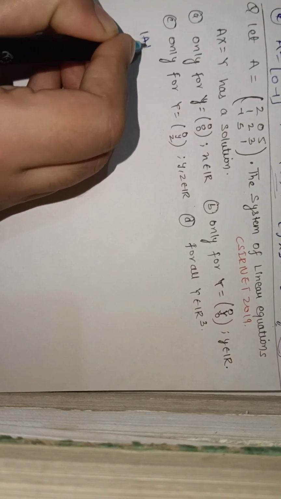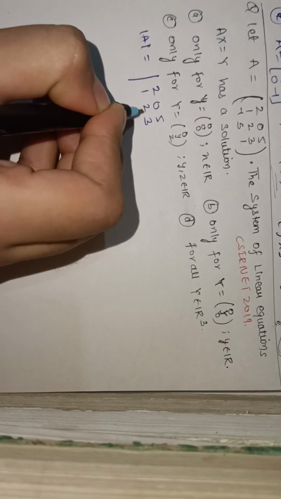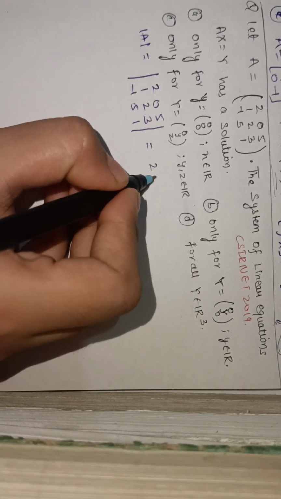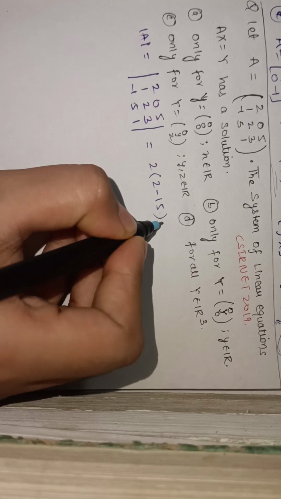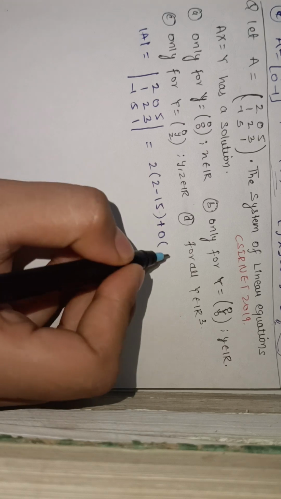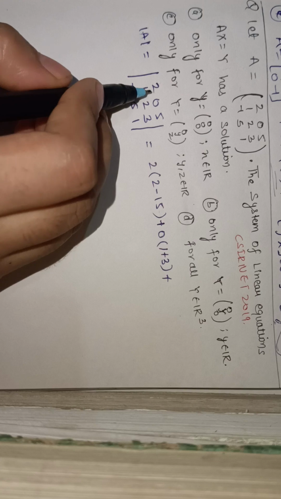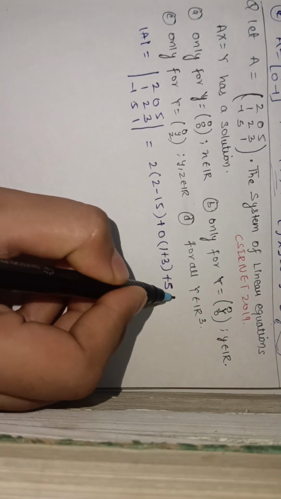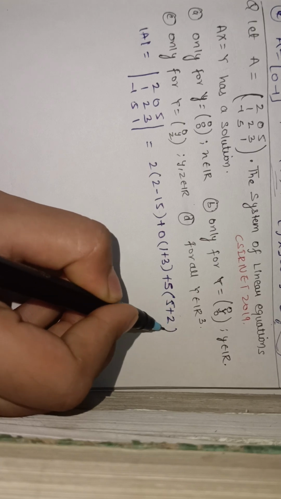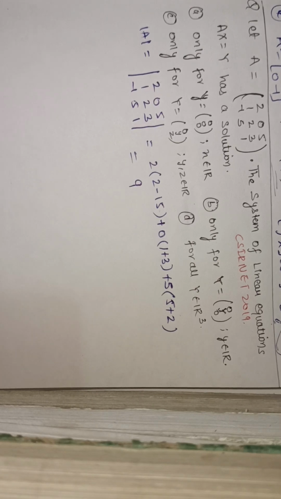Determinant of this A is equal to the determinant of [2, 0, 5; 1, 2, 3; -1, 5, 1]. So first we have to find this determinant. 2 minus 15 plus, so here 0, so 0 into 1 plus 3 plus this 5 is equal to 5 plus 2. So what the determinant is, which is equal to 9.